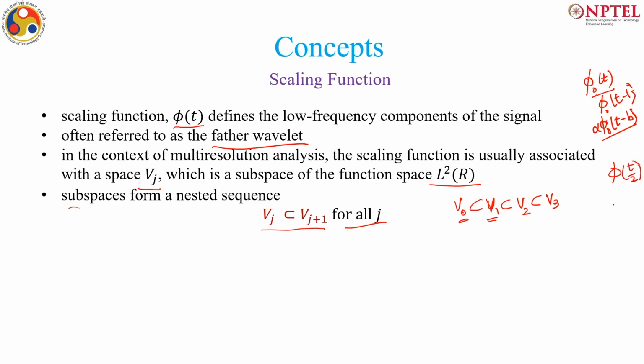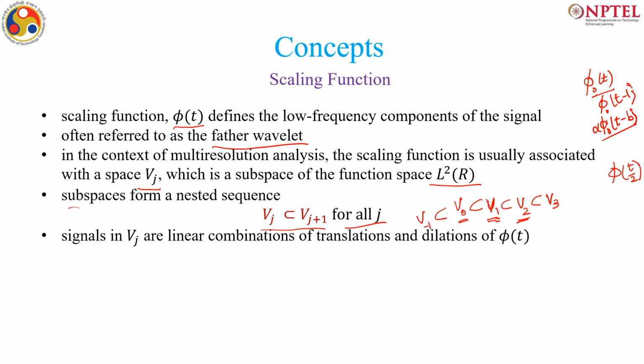Similarly, V2 you can consider as phi of t by some other scale, something like that. So, these are forming a subspace, because anything which is analyzed in V0 will also be present in V1. So, V1 is a superspace which contains V0. Similarly, V2 is a superspace which contains V1 and so on. Similarly, you can also have V of minus 1.